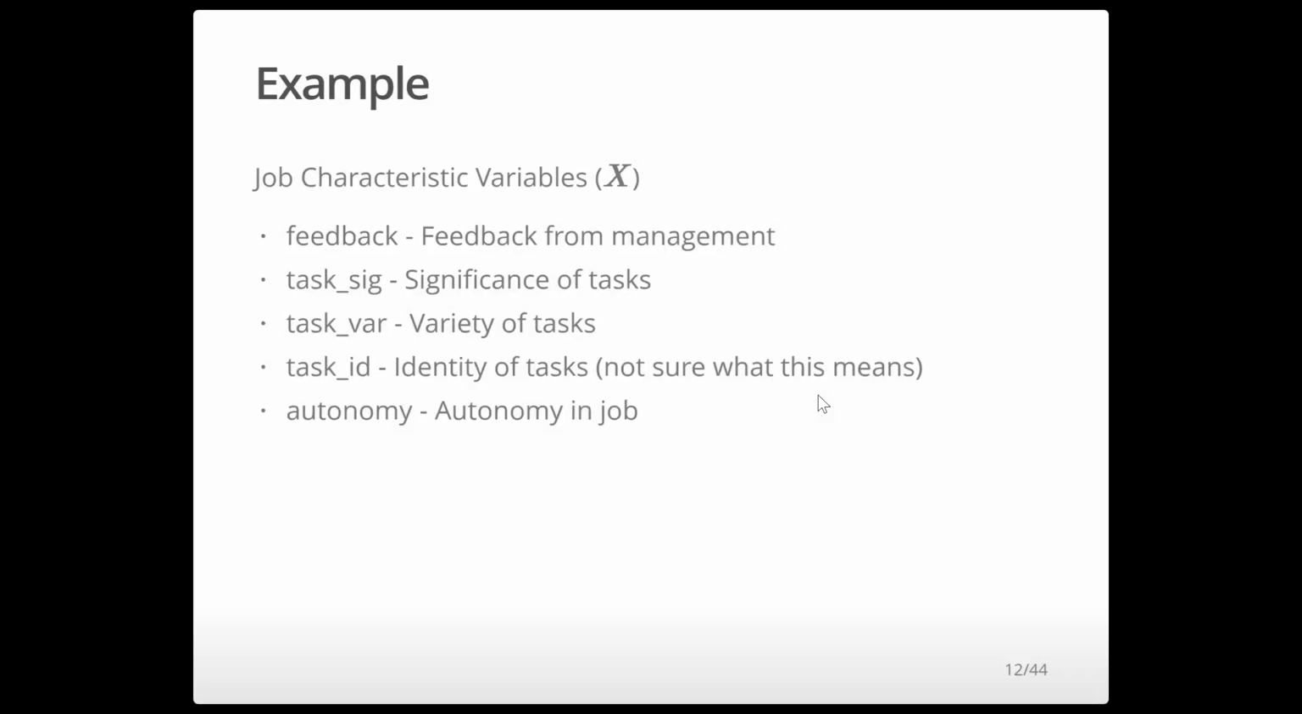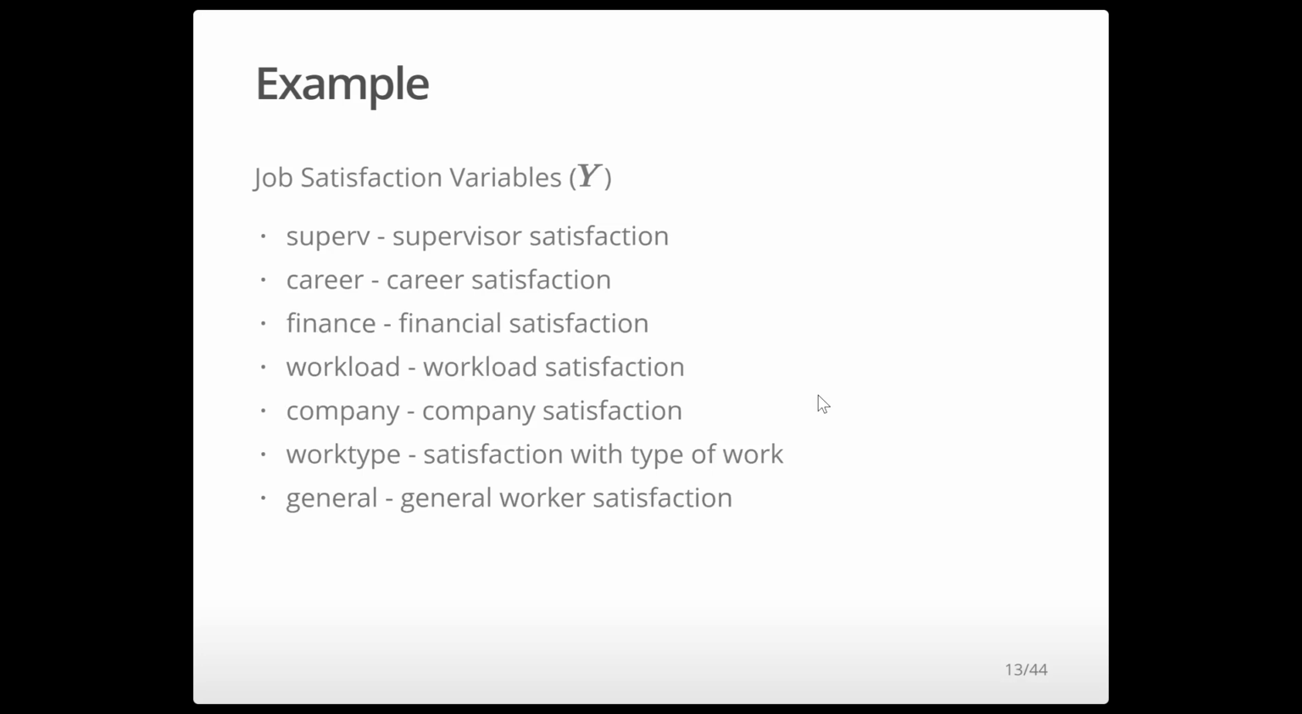So the job characteristic variables are feedback, task significance, task variety, task identity, and autonomy. These are the characteristics of different jobs from this data. And these are satisfaction ratings from the workers who work in each of these jobs. So there are 7 variables here. There's supervisor satisfaction, career satisfaction, financial satisfaction, workload satisfaction, company satisfaction, satisfaction with type of work, which is work type, and then general worker satisfaction.